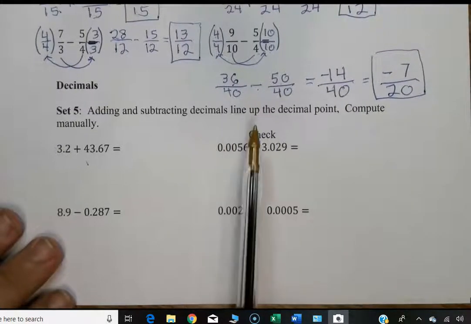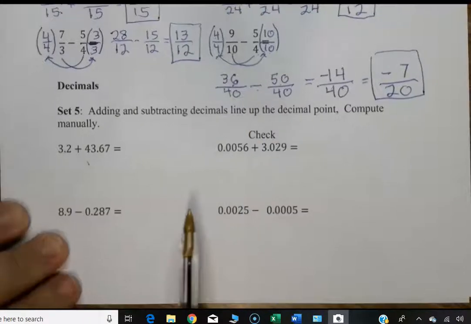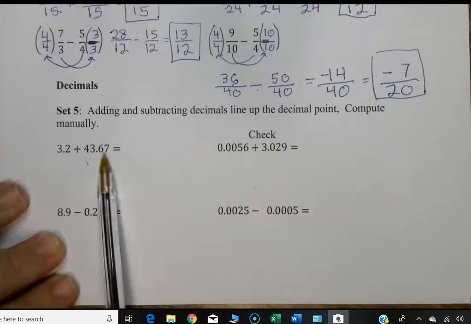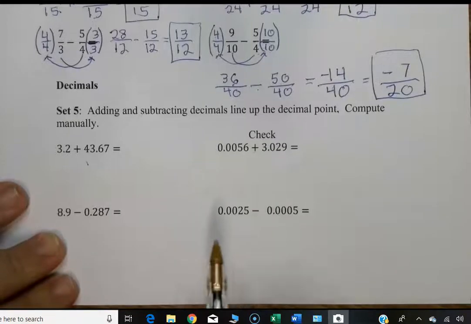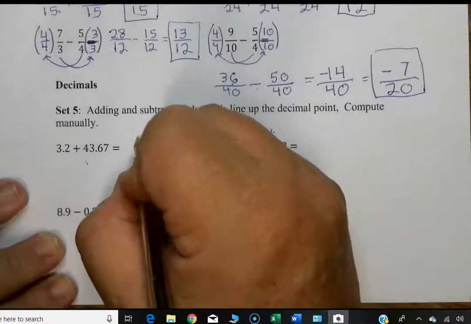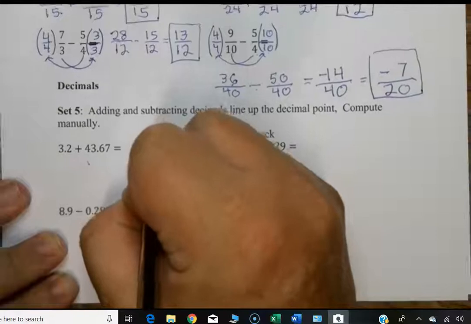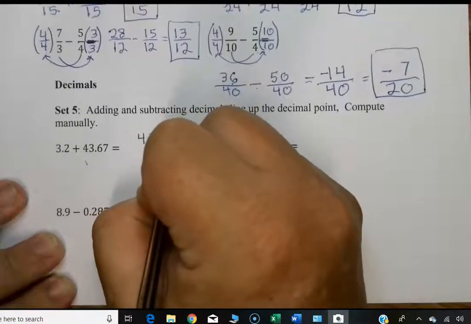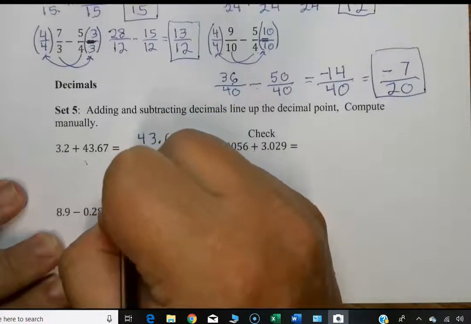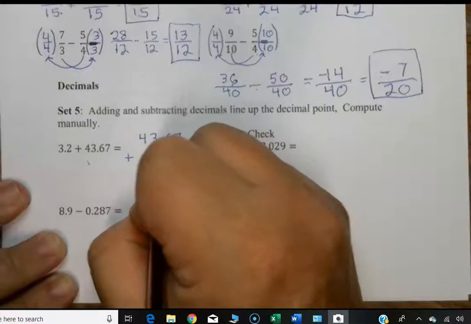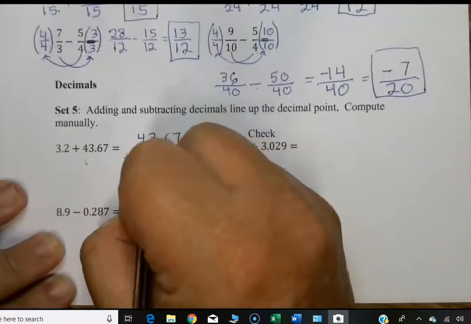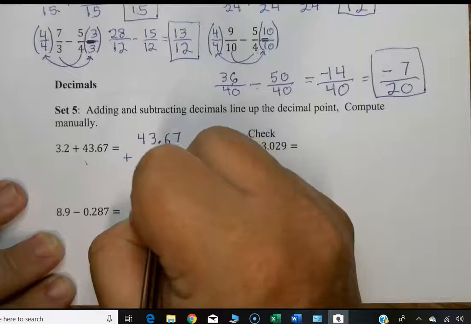In adding and subtracting decimals, you line up the decimal point. So I intentionally wrote them side by side so you would have to line up the decimal. So this one here is going to be 43.67. And we're going to add to that 3.2. So the decimal point has to line up with this one. The 3 is immediately in front of it. The 2 is immediately after.